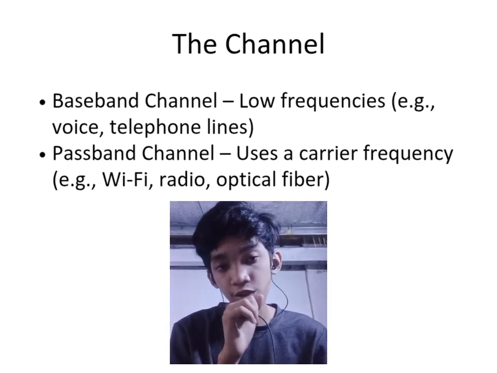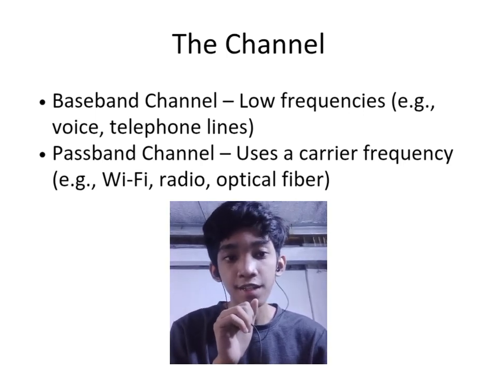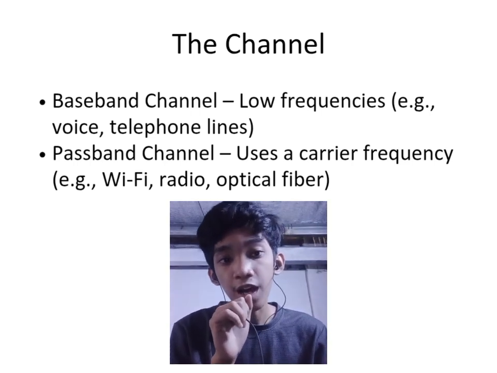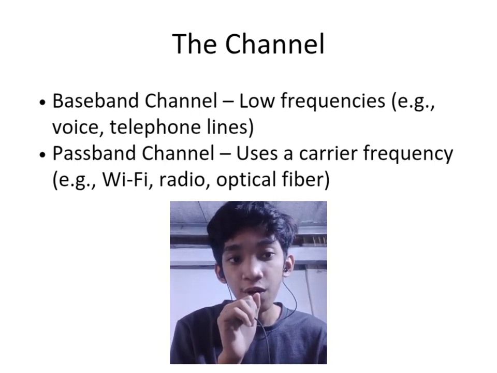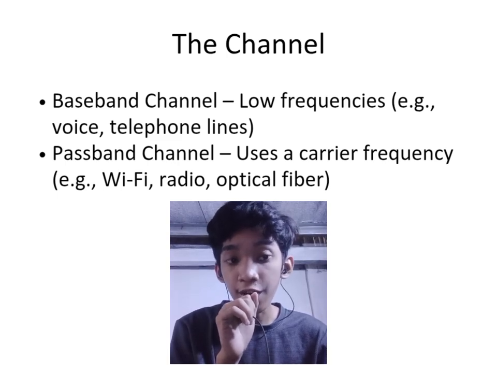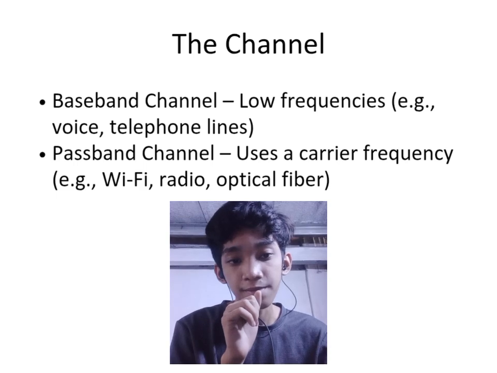The next channel is called passband channel. For longer distances or wireless transmission, the signal rides on a high frequency carrier wave. For example, Wi-Fi uses 2.4 GHz or 5 GHz to carry the internet signal.